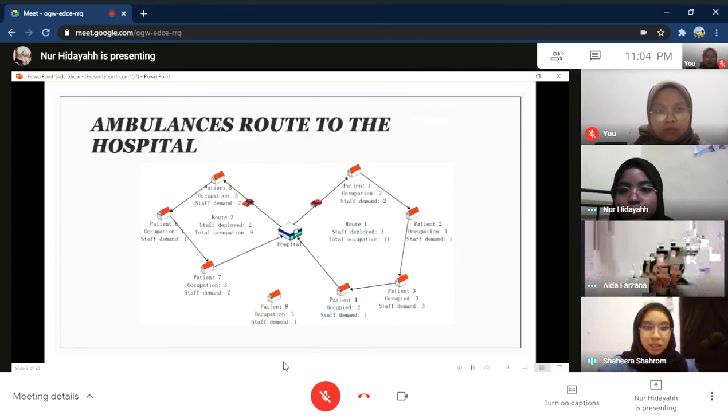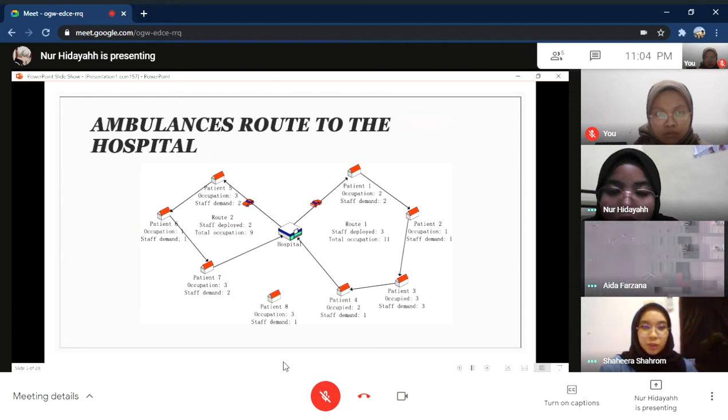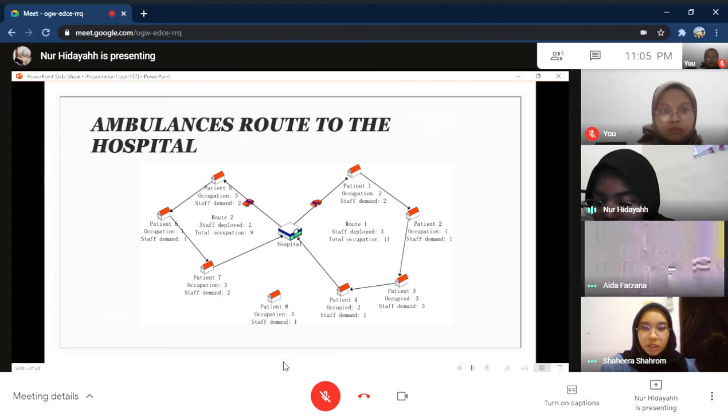Next is the ambulance route to the hospital. Okay, so as you can see here, there are two routes, which is route 1 and route 2. So ambulance paramedics play a big role to identify which is the shortest route to take, to get to the emergency department. As we can see here, both routes link to the same hospital.